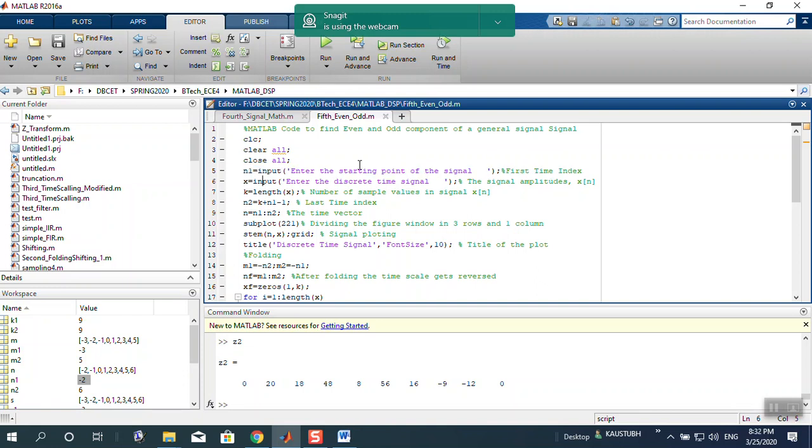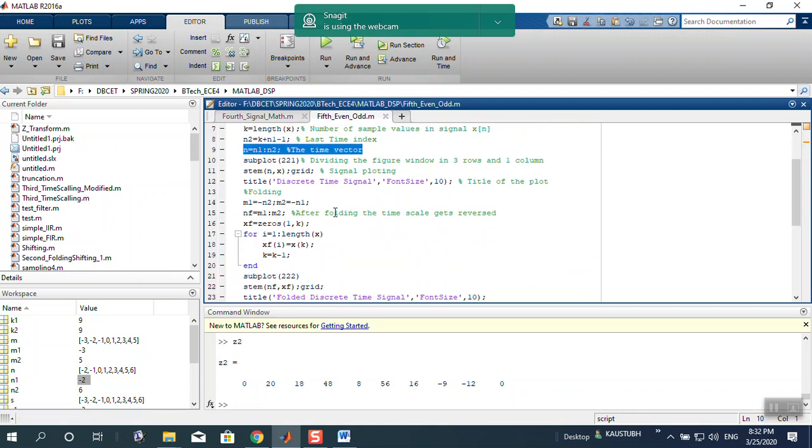So enter the starting point of the signals. Then the next part is always to get the signal values. Here I am using k to calculate the length of x, and from this k and n1 we can calculate the ending time or the stop time index of the signal. So k plus n1 minus 1, and finally the time scale is n1 to n2.